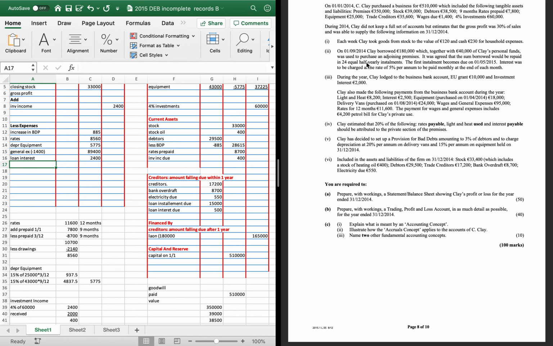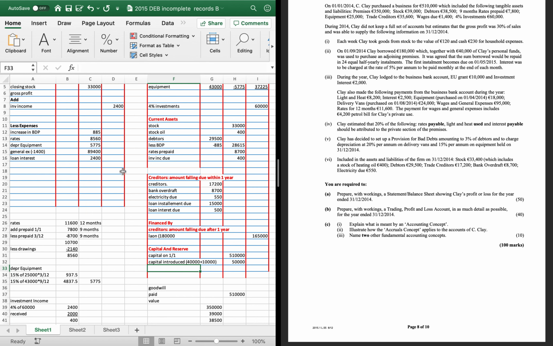Now, I have to go back here. I skipped this: together with 40,000 of his own funds. That is capital introduced. If he puts in 40,000 of his own funds, that's money he's putting into the business. Now, there's also capital introduced of this grant of 10,000. So he's putting in 50,000 in total. So that's 40,000 plus 10,000 that he's introducing into the business. Okay, so that's all that done. The grant is done. The investment interest is done.